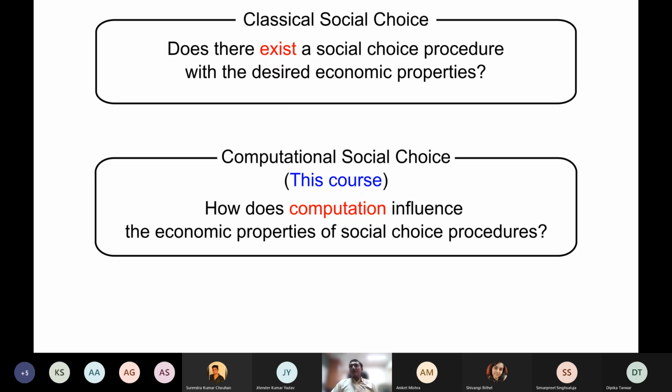So we are no longer going to be happy just to know that there exists a nice social choice procedure out there. We also want to know, well, can you efficiently compute it? Can that social choice procedure efficiently give you nice outcomes? And efficiently in the sense of computational efficiency. Okay, so this is the broad overview of what we are going to be talking about in this course.